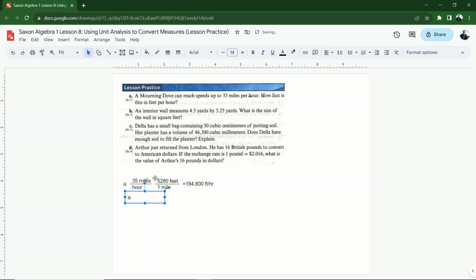In B, we have an interior wall measuring 4.5 yards by 3.25 yards. Now, here's one way that you can do these types of problems without having to multiply by a conversion factor twice. I could convert 4.5 and 3.25 to feet straight away. What is that going to look like? Let me just borrow our old problem here. I could probably do this a little easier by just bringing this down.